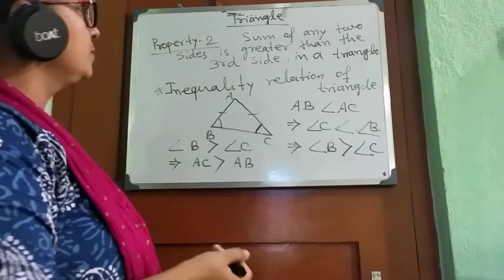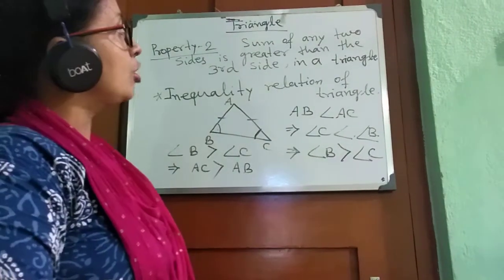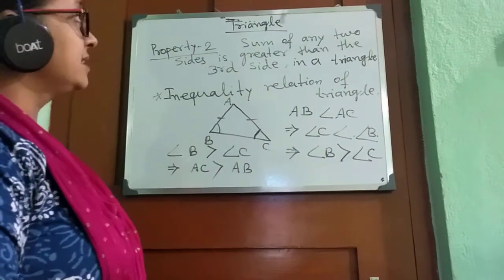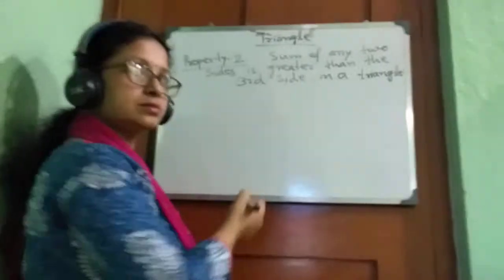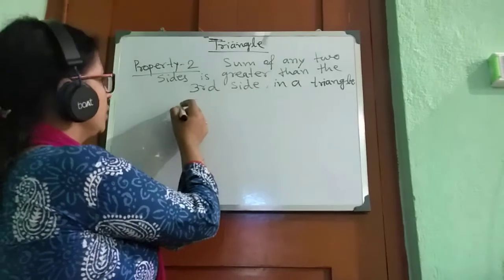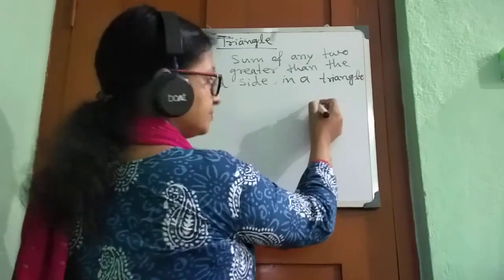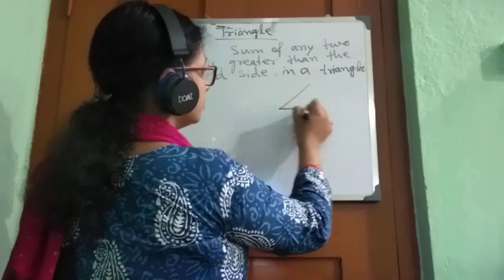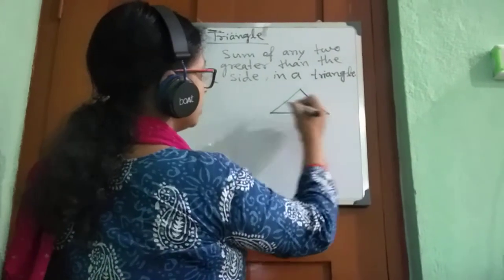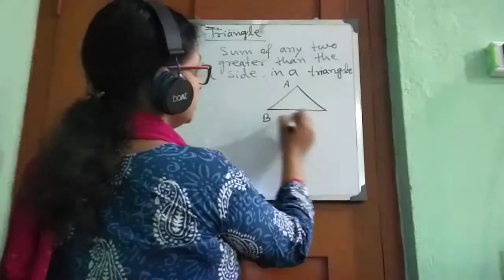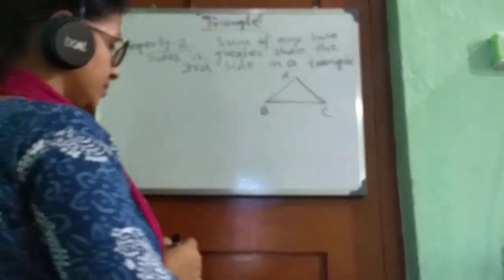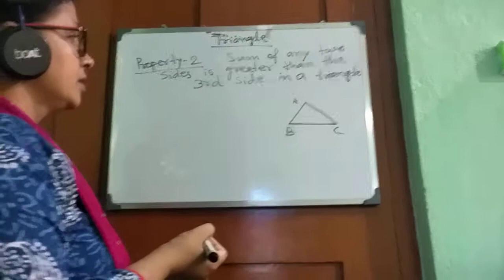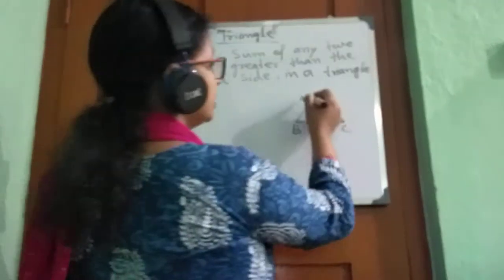Now I will prove the property that the sum of any two sides is greater than the third side in a triangle. First we have to draw a triangle. Any triangle you can draw. I have taken one triangle ABC.